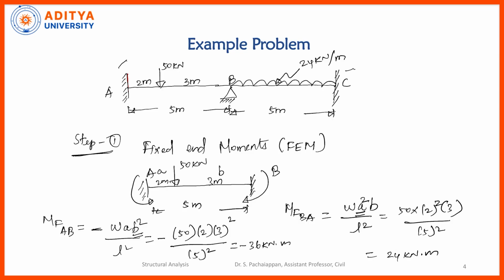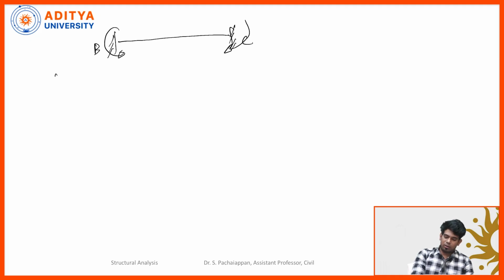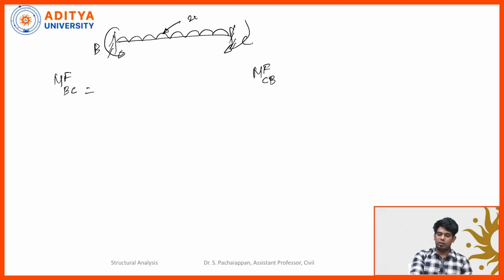In a similar way, I am going to take the other span now. Let's take span BC also, and consider that both supports are fixed. So this is B and then C, having moments in this direction. I am going to calculate MFBC and then MFCB, B to C and C to B. What is the loading condition? UDL throughout the span, the intensity of the load is 24 kilonewton per meter, and the span is 5 meters.